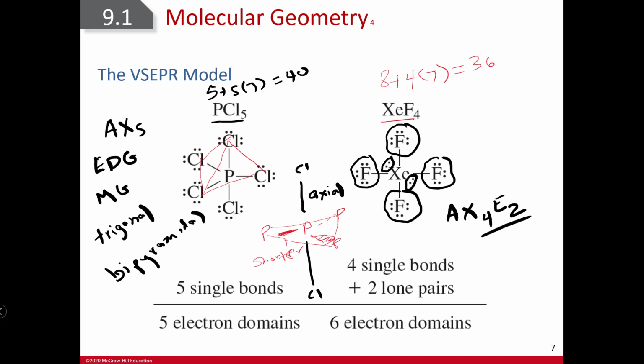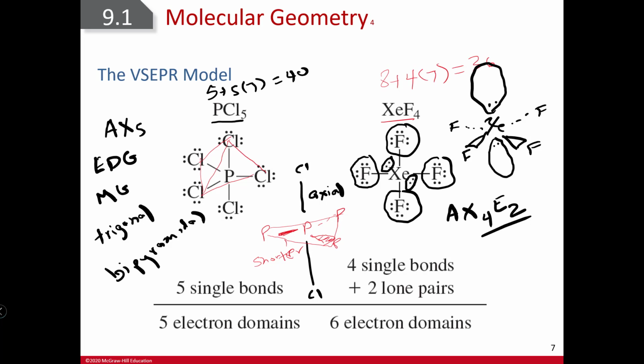How do you keep 6 things as far away as possible around a central atom? So watch this. You'd have xenon. Back behind the board, you would have a fluorine. And back behind the board on this side, you'd have a fluorine. And then you would have a fluorine coming out of the board with a triangle. Fluorine coming out of the board like a triangle. And then you'd have a lone pair above the plane and a lone pair below the plane.